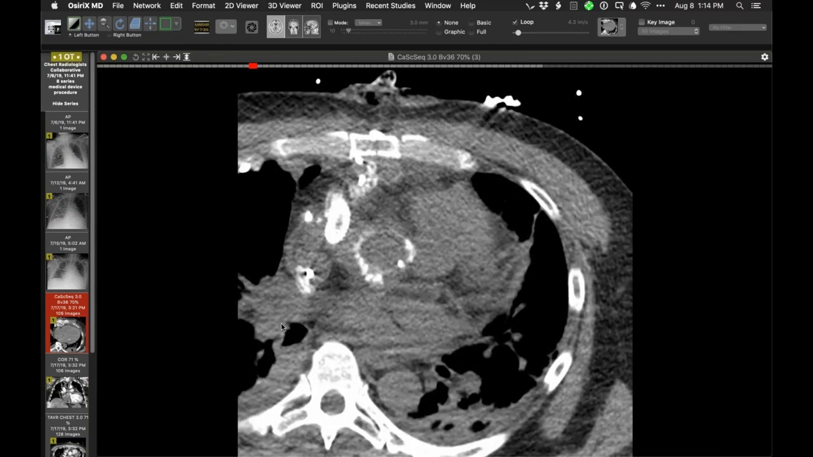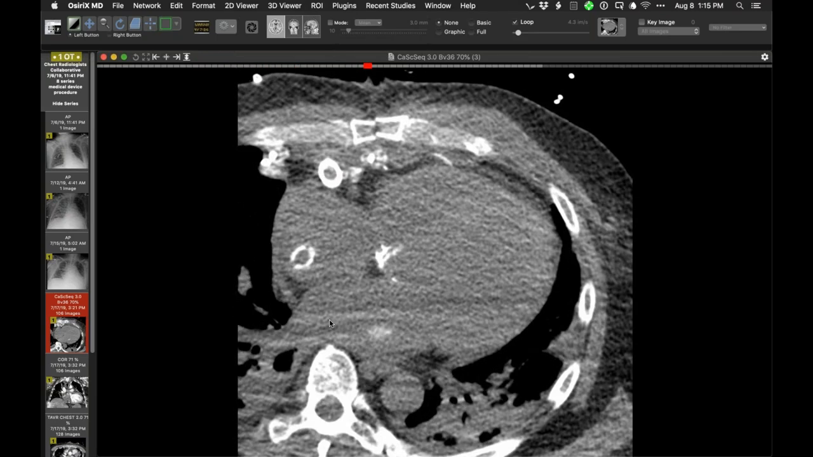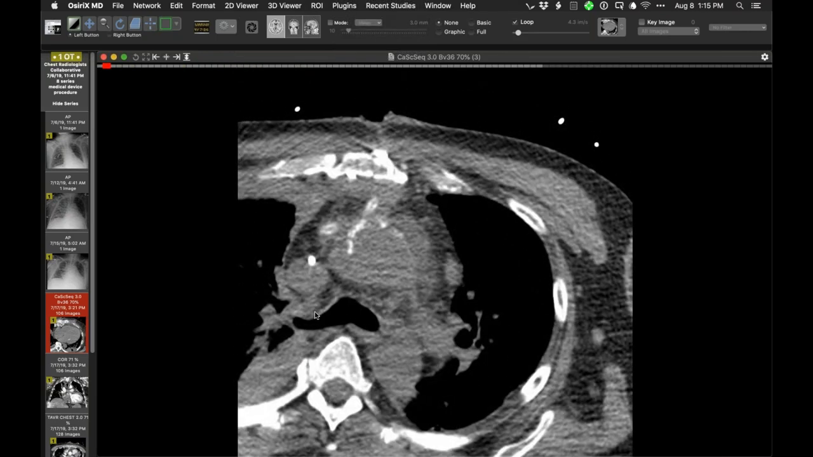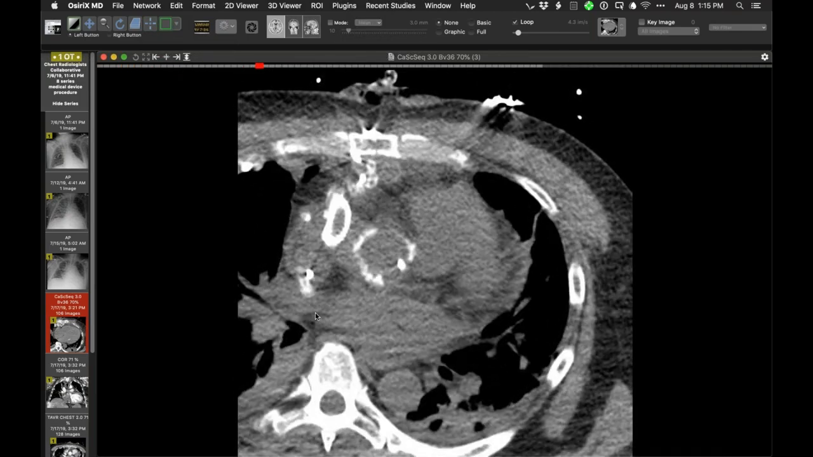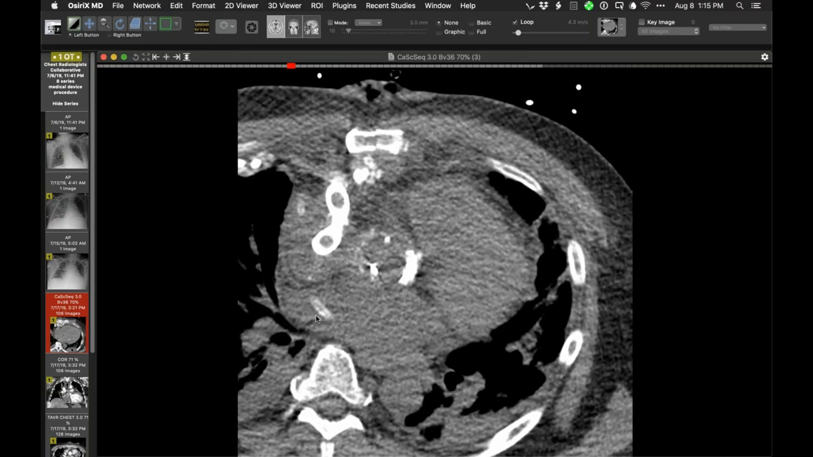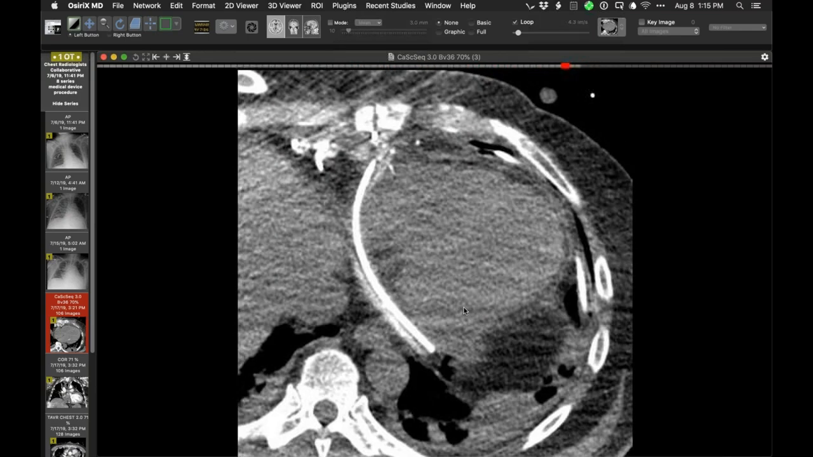You may not catch all of it. Let's see, here it is. Let's make sure, here it is. So it's placed that way. Let me just see if I got that right, because it's going through into the left atrium and it crosses the valve and ends up right there.